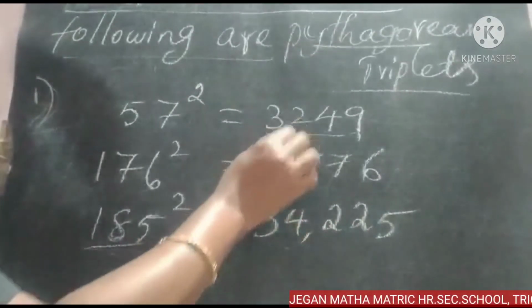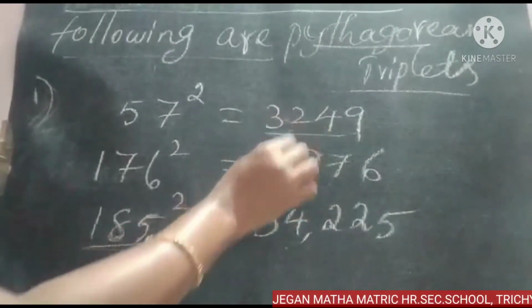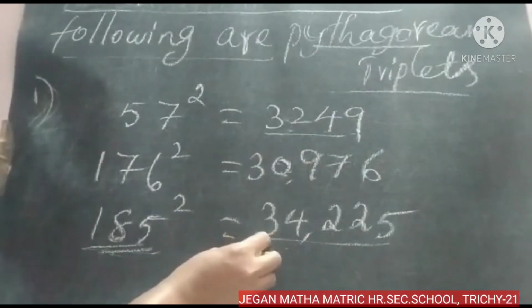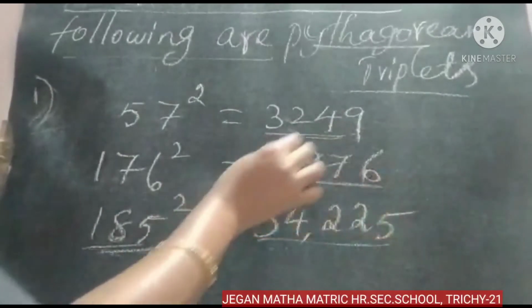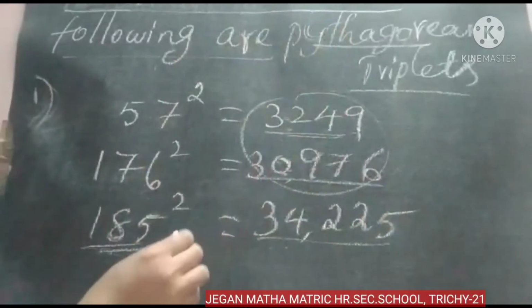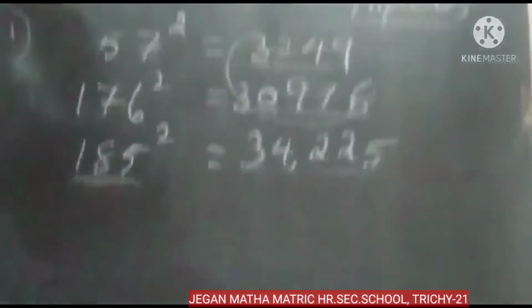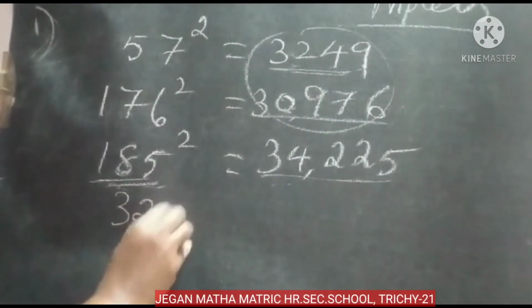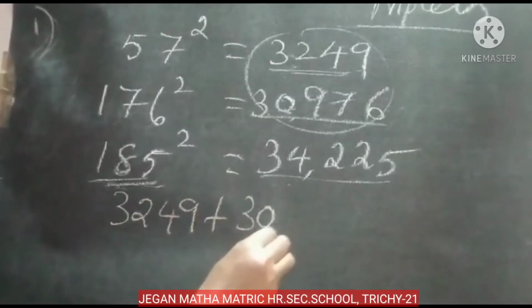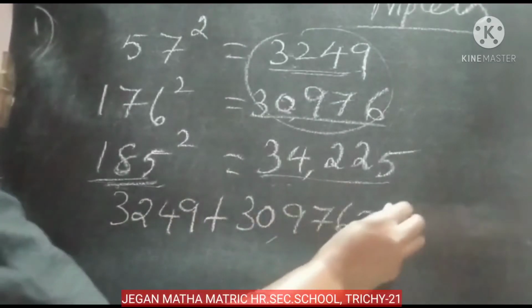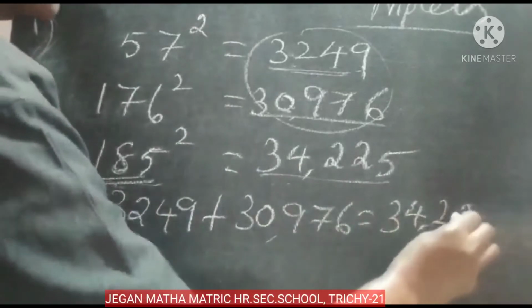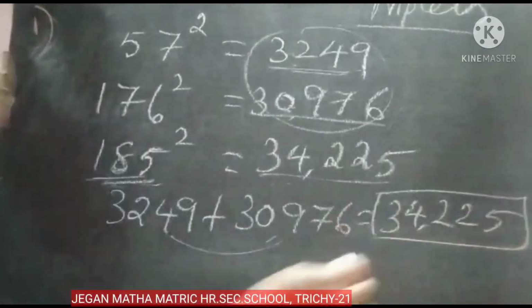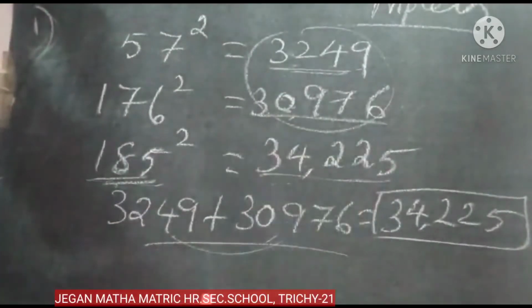Now you have to check this one. This should be equal to the sum of the squares of these two sides. The square of the hypotenuse, the greatest side, is always equal to the sum of the squares of the other two sides. Now let us check: 3,249 plus 30,976 equal to 34,225. So you add these two numbers and you get this answer. Now LHS equals RHS, both are equal.